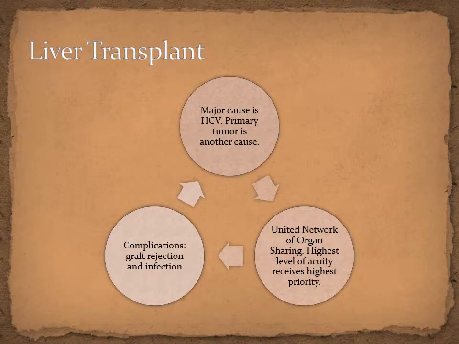When a patient needs a liver transplant, it's usually due to the major cause of HCV. A primary tumor is another cause. United Network for Organ Sharing is an organization you can go through to get on a list for a liver transplant. The highest level of acuity receives highest priority. Complications can include graft rejection and infection. The key thing to remember is your pre-op and your post-op procedures for any type of surgery.